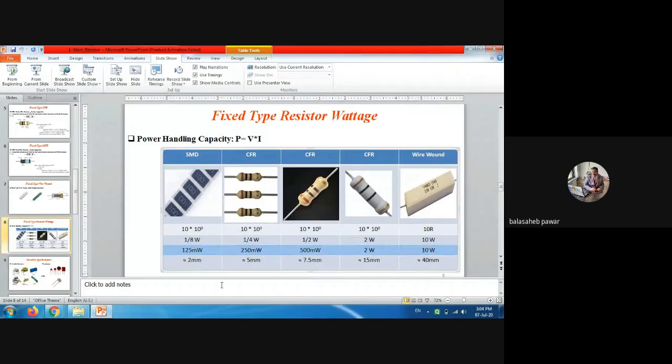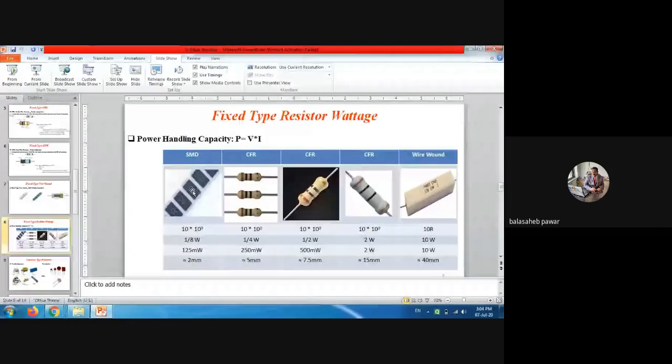Okay. Now the last row you will observe in terms of its size. So this SMD resistor, its length is approximately just 2 mm, and it is very thin also. Then this resistor, quarter watt, is almost 5 mm in length, not including terminals, only the body of that resistor. Then for the next, it is 7.5 mm. For this one, it is 15 mm. And for the last one, it is 40 mm. So it is this large in size as its power handling capacity is maximum as compared to all these. Is it clear?